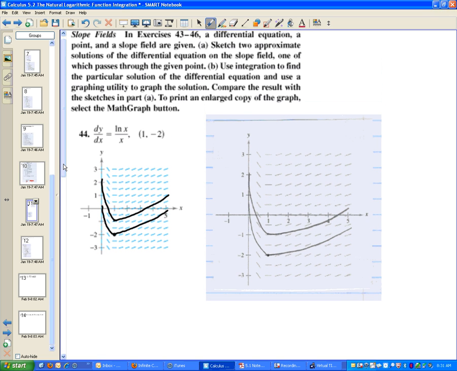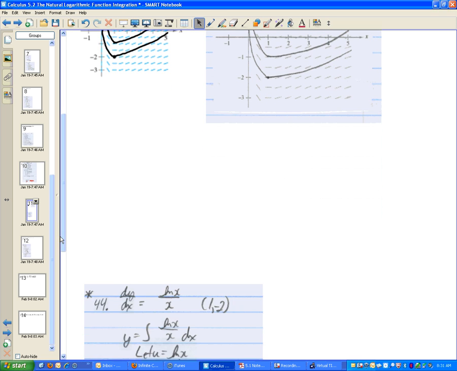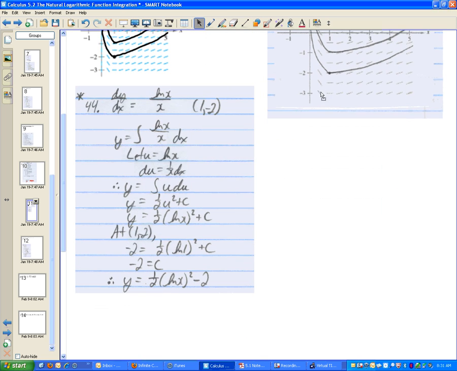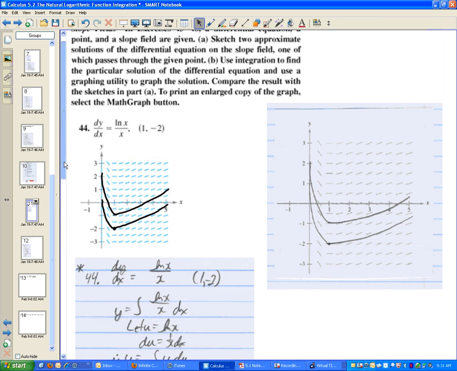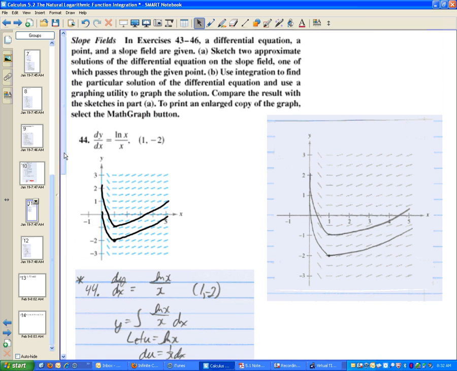So part B, use integration to find the particular solution of the differential equation and use a graphing utility to graph the solution. All right, so let's solve this thing. So we've got dy/dx equals the natural log of x over x, and the point that we'll get our particular solution to go through is (1, -2). So you multiply both sides by dx, and then you take the integral of both sides. The integral of dy is y, so y equals the integral of the natural log of x over x dx.